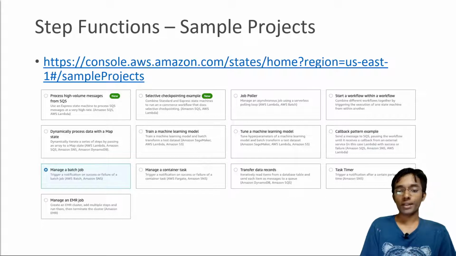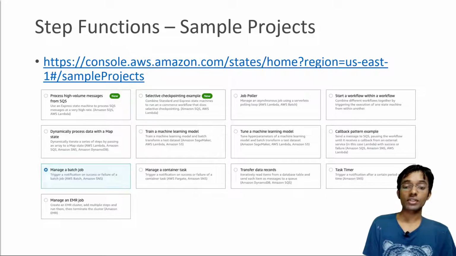Process high volume messages from SQS. So it is possible to set up SQS and a Lambda function to process a lot of messages from SQS, or for example, train a machine learning model when you have to synchronize between SageMaker, Lambda, and Amazon S3, or manage a batch job, or batch Amazon SNS and so on, or if you want to manage a container task and you want to run a Fargate task whenever something happens.